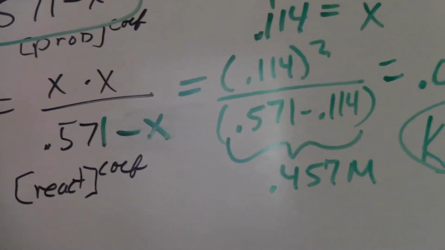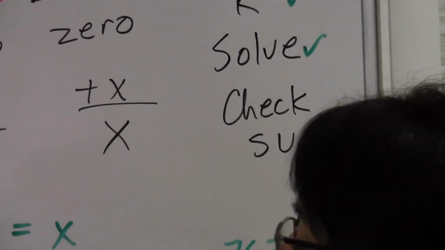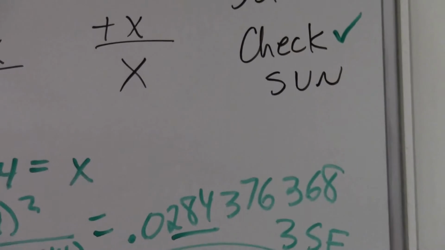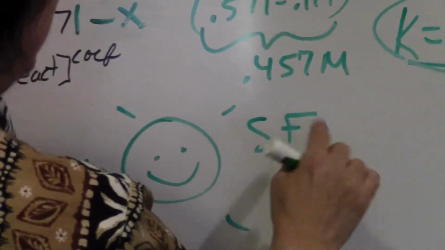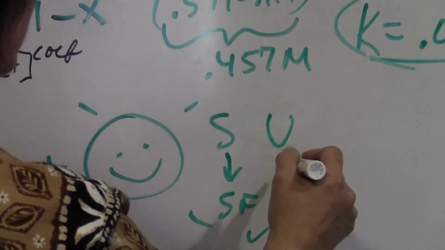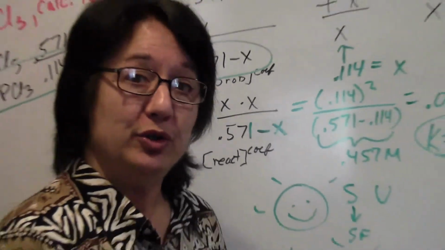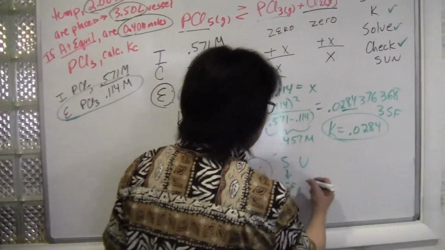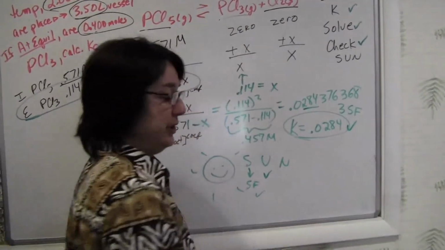Now, ICE, K, solve, check, SUN. We did our ICE chart, we did our K. We solved for something. Let's go back and make sure we solved for what they wanted. Calculate the equilibrium constant. We did that. So we checked to see if we answered the question. Now, SUN. The S in SUN stands for significant figures. And we did that. The units. Now, what are the units for K? K has no units, ever. Do we have no units? Yes. We're good on units, and we have our number, which is the N in SUN. So we are good to go.